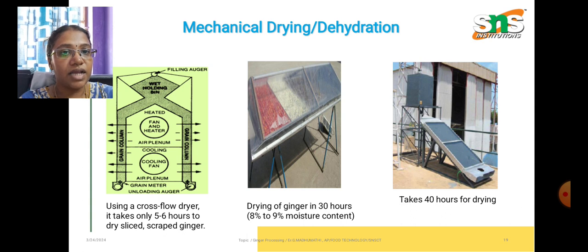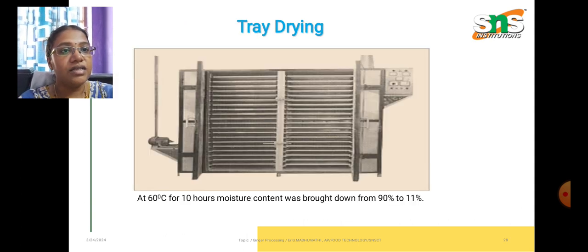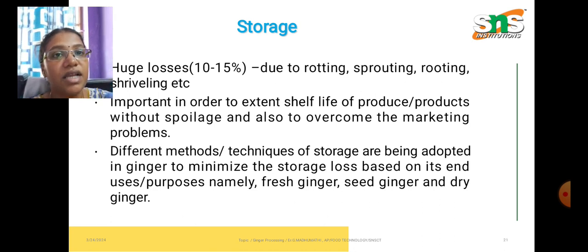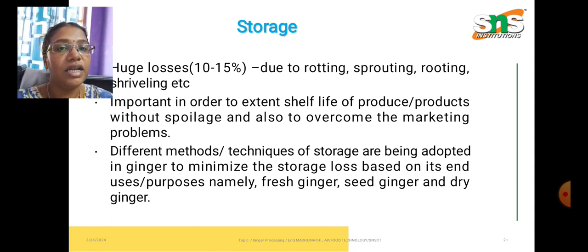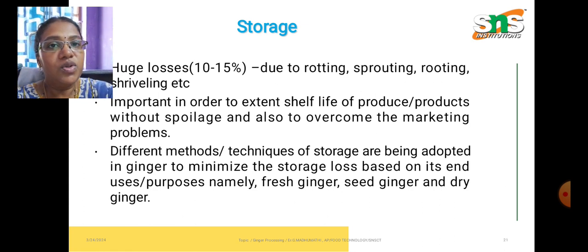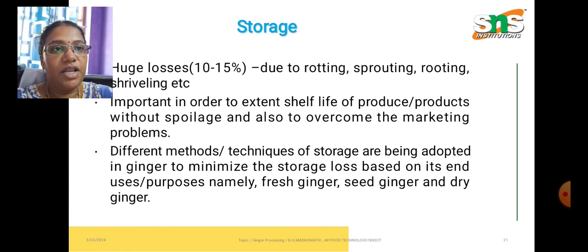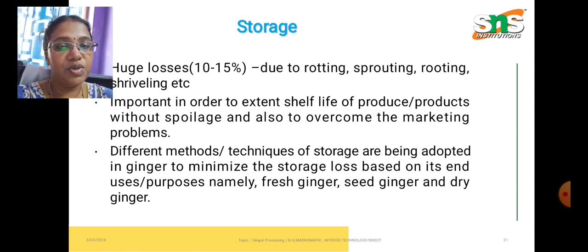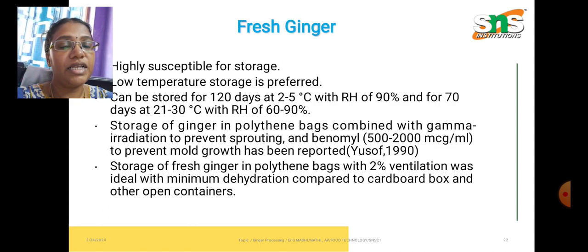In this diagram, you can see a mechanical dryer, or dehydration technique, that is used for drying ginger. This is one of the spray dryers that was used for nearly 10 hours at 60 degrees Celsius to bring down the moisture content from 90 to 11%. During storage, there will be huge loss occurring. Nearly 10 to 15% of stored ginger will be lost due to rotting, sprouting, rooting or the shriveling process that takes place due to the storage conditions. So proper techniques have to be maintained.